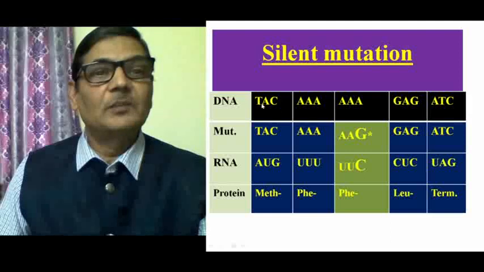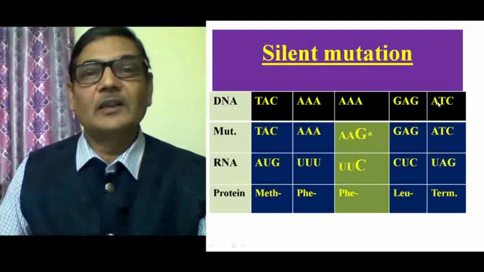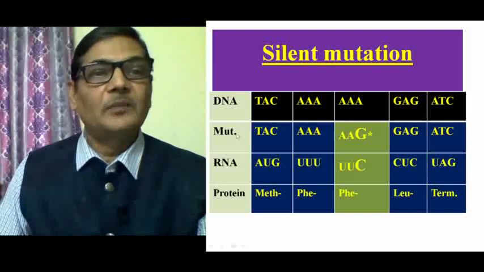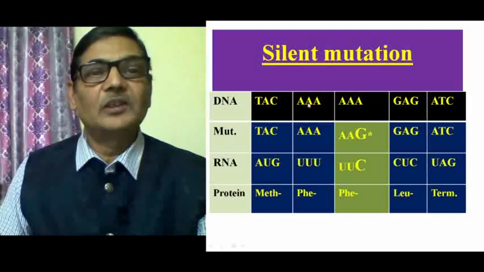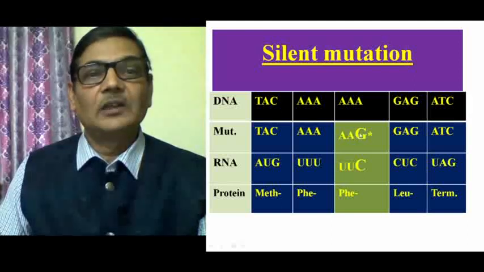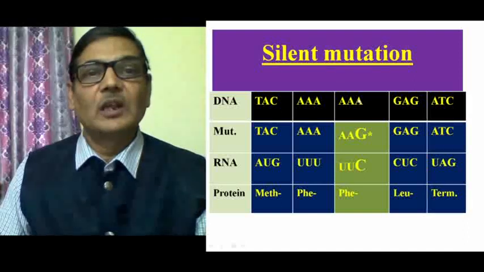See, in this DNA molecule, we have just seen the way nucleotides are arranged. Now we have to see what happens if mutation occurs in this DNA molecule. Suppose mutation occurs at this point. This AAA, the third letter of it, is changed to G, meaning there is a substitution mutation. Now this A is being replaced by G. So it's a kind of transition mutation.